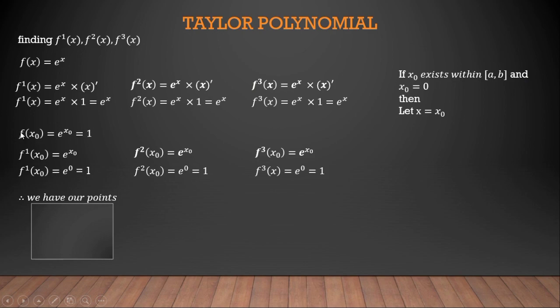So with f of x naught being 1, f1 of x naught also 1, f2 of x naught also 1, f3 of x naught also equal to 1, and then we have our points. So we have f of x naught, which is equal to 1. Sorry, f prime of x naught is equal to 1. The second derivative of x naught is also equal to 1, and the third derivative of x naught is also going to be equal to 1, right?